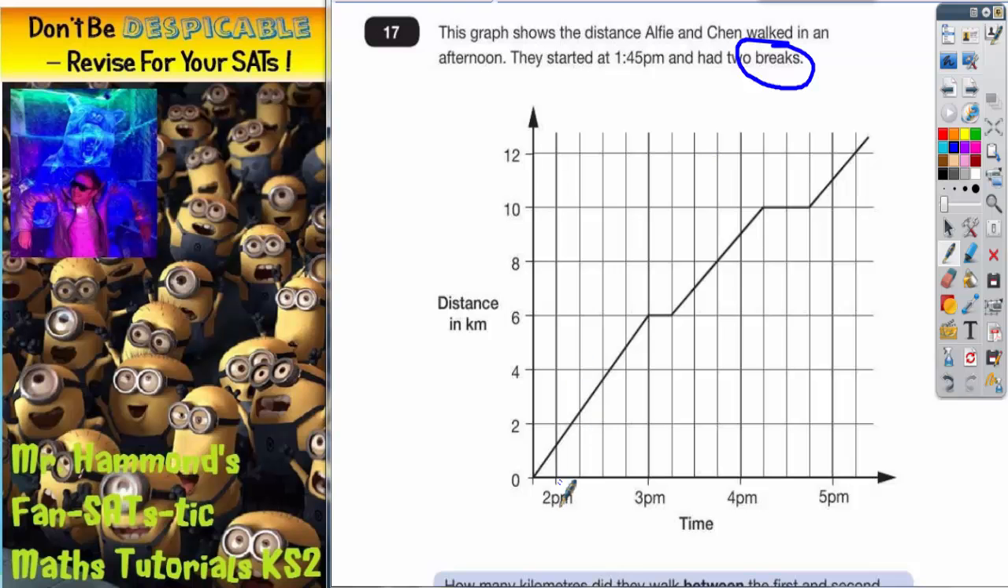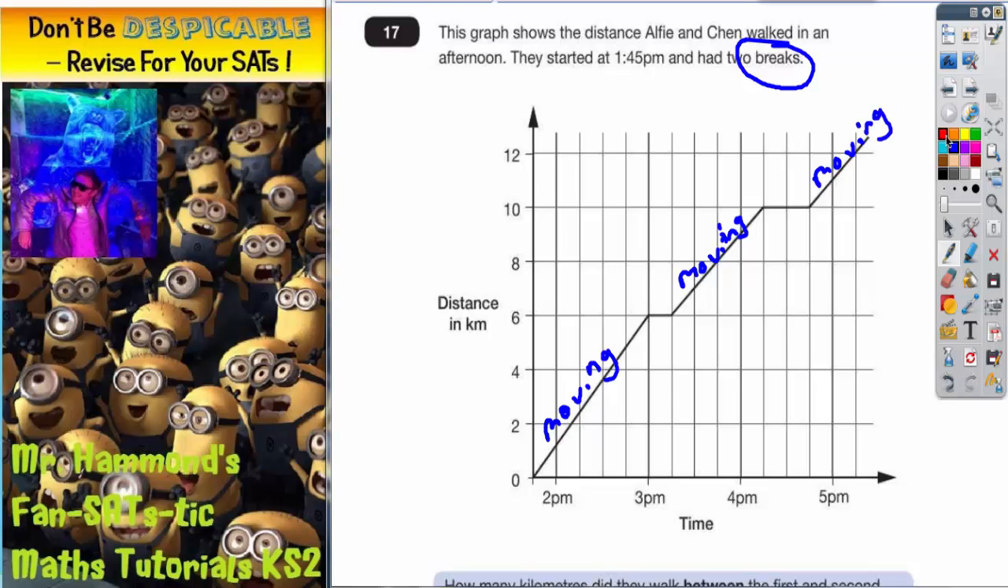So on the graph we've got the time along the bottom, 2 o'clock, 3 o'clock, 4 o'clock, 5 o'clock, and we've got the distance that they're moving up the side. Now what you need to realise here is if we start at 0, if the line is going up, then they are moving forward. So this part of the graph is moving. This part of the graph is moving.